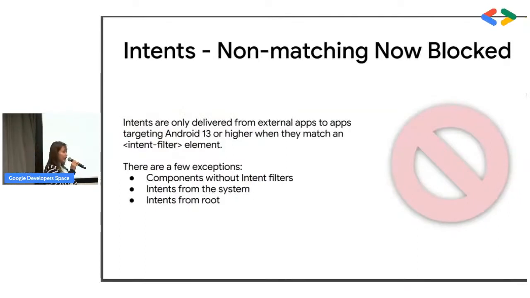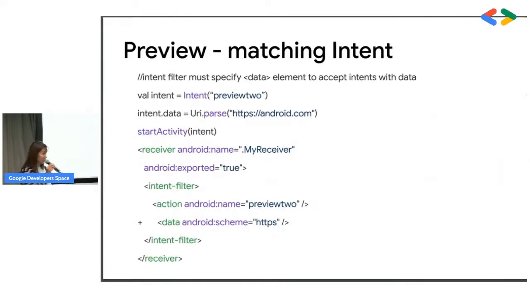Starting from Android 13 and above, intents that don't match will be blocked. This is the example: if your app wants to send an intent with data without specifying a data element in the intent filter, it will be blocked. It won't work.